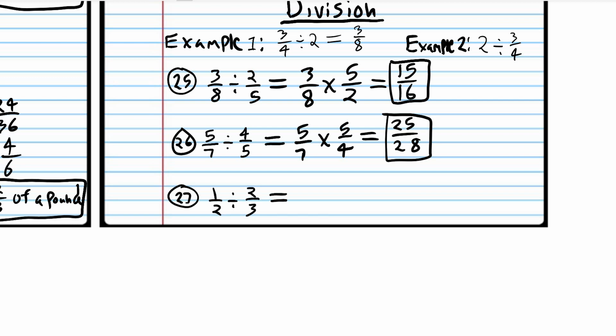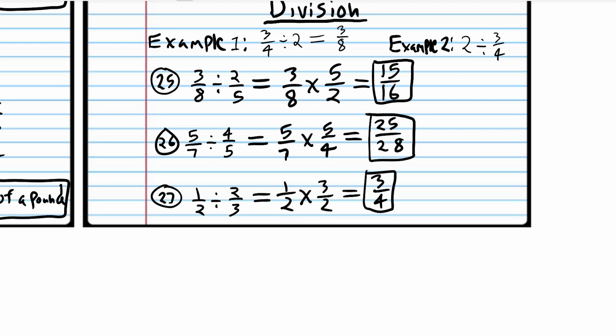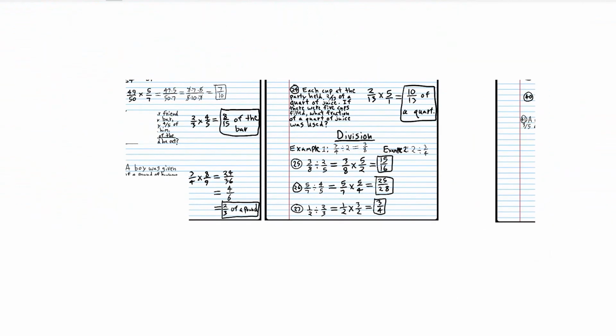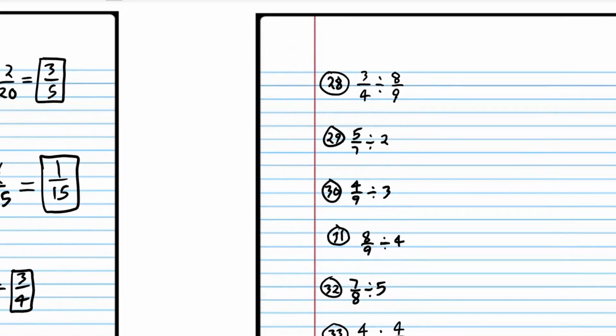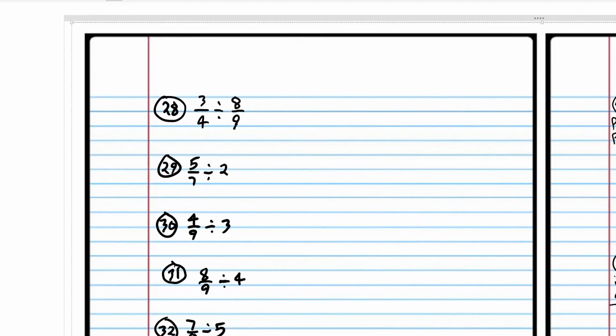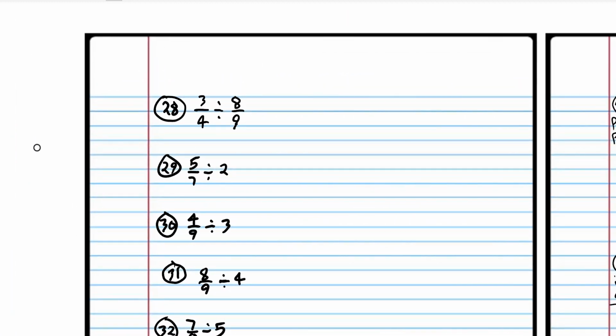All right, we're back. Change the division sign to multiplication, flip the divisor, and it becomes a multiplication problem. 3 times 1 is 3, 2 times 2 is 4. All right, let's go on to 28. Go ahead and try that problem, and when you're done, we'll do it together.